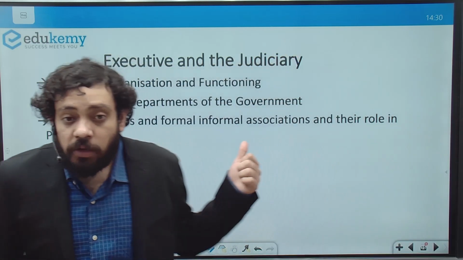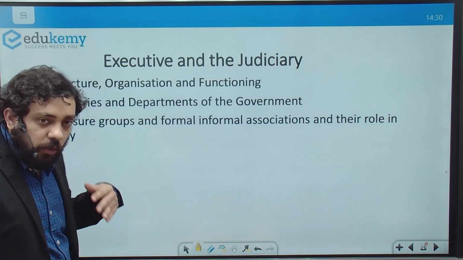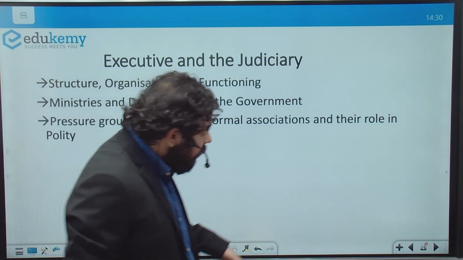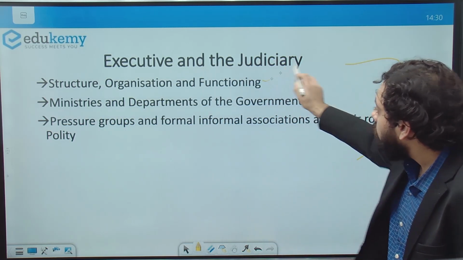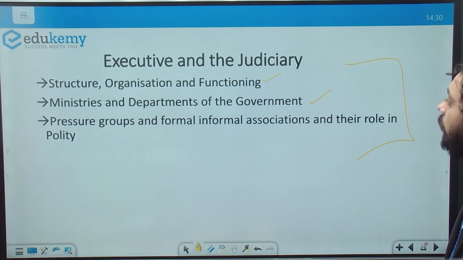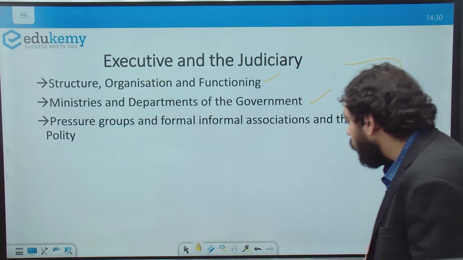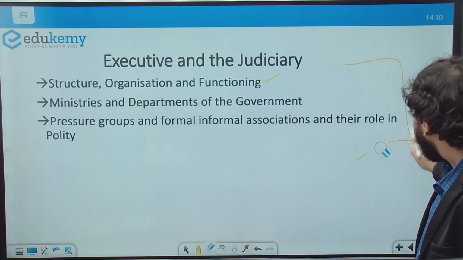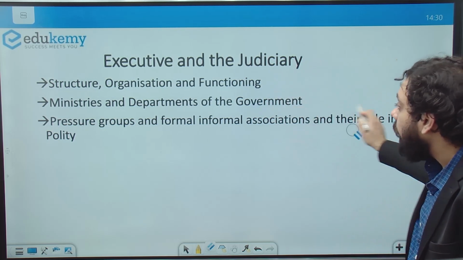The other two elements of the separation of powers, the executive and the judiciary, they take up the questions which are going to be asked in the exam, enlisted in the syllabus: structure, organization, and functioning of the executive and the judiciary, ministries and departments of the government. Here you will find the questions are about what ministry controls what, what the finance ministry's mandate is, what the agriculture ministry's mandate is, etc., and the departments of the government.